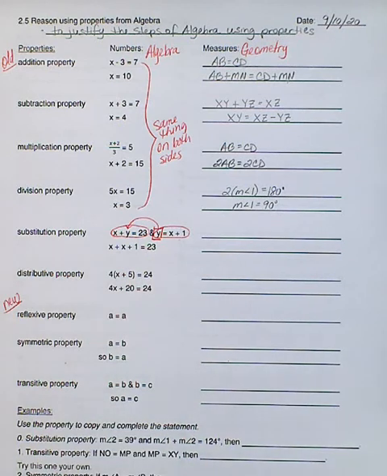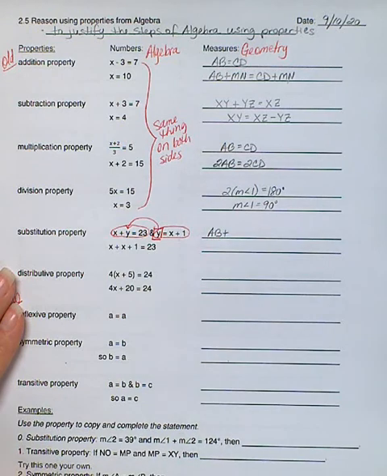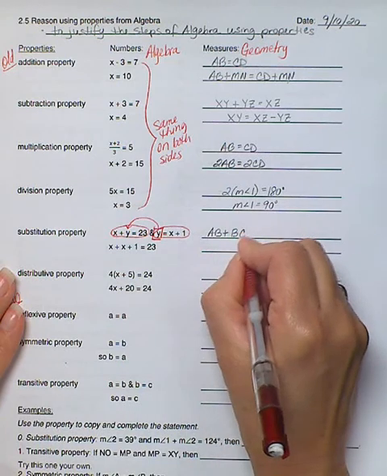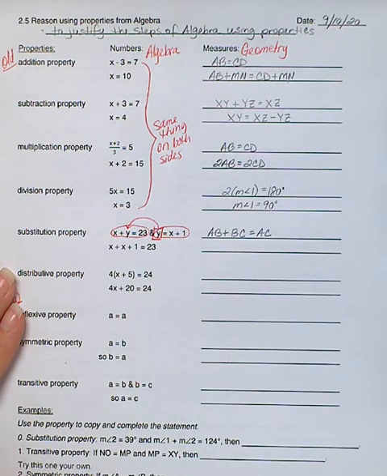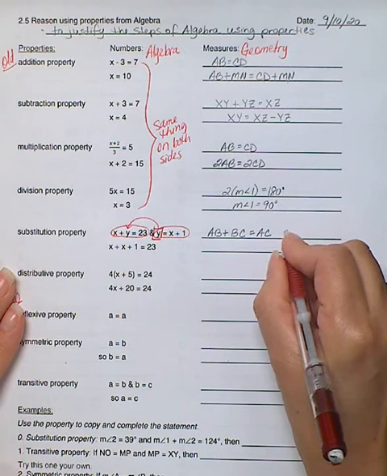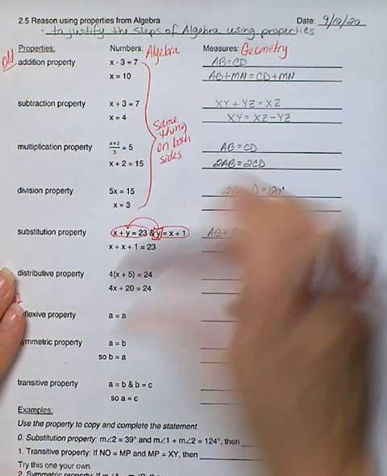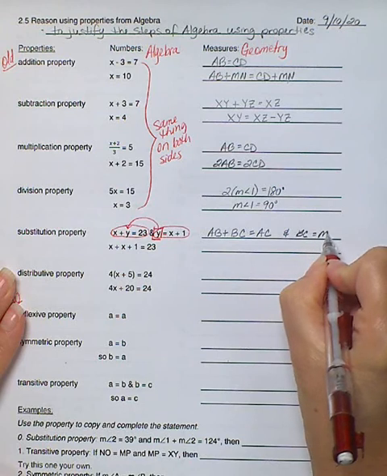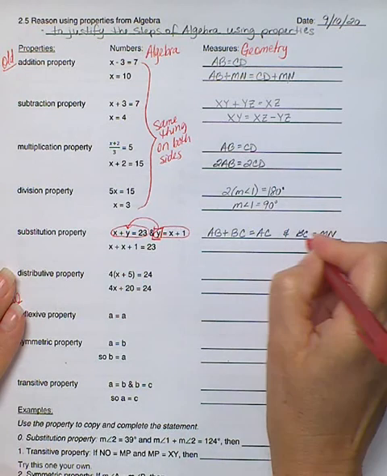So let's talk about the segment addition postulate again. So the length of AB plus the length of BC equals the length of AC, and you also know that the length of BC is the same as the length of MN. You know these two are equal. Since you know these two are equal, I can take the length of BC and substitute it.